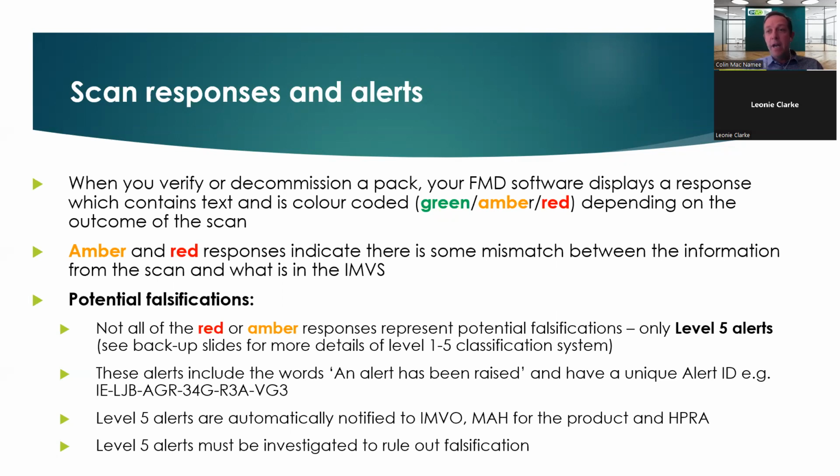It starts with the letters IE, because that would represent the majority of our alerts, which would be generated in the Irish IE market. And then a string of alphanumeric characters, creating that unique identification code. Level 5 alerts, as I said, those at risk of potential falsification, are automatically notified to ourselves in IMVO, to the MAH, or the market authorization holder for the product, and to the HPRA. Level 5 alerts must be investigated to rule out falsification. So as we've exited Use and Learn, a level 5 alert must be investigated and the root cause identified to rule out falsification before that pack can be supplied.